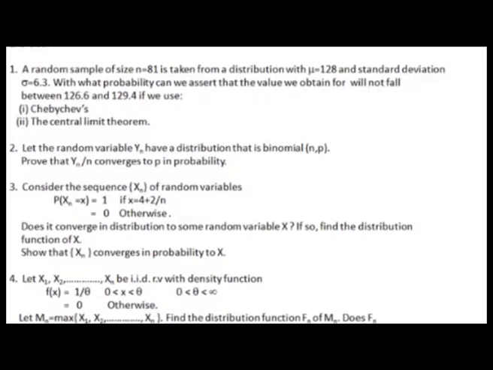So, x bar minus, when you essentially are saying that it would be greater than 129.4 and less than 126.6. I have given it specifically because I want you to convert it into the form you get when you apply Chebyshev's inequality or the central limit theorem.